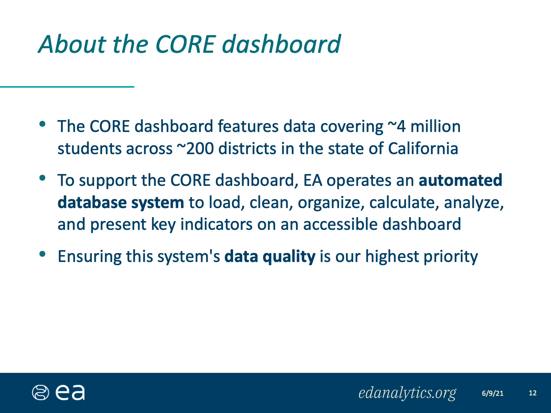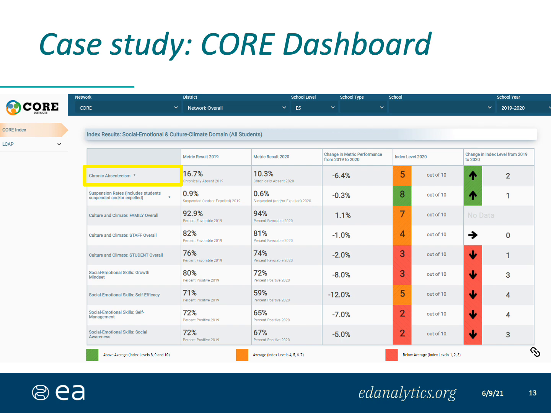To support this dashboard, which houses data for about 4 million students across those 200 LEAs, EA operates an automated data system that loads, cleans, organizes, calculates, analyzes, and reports these metrics. Given that one of EA's highest priorities is to ensure the quality of data that populates the dashboard, EA worked very carefully with CORE to review and diagnose data quality issues due to the impact of COVID-19 on the data. Today, we will focus on CORE and EA's approach to unpacking the COVID-19 data impacts on the chronic absenteeism metric.